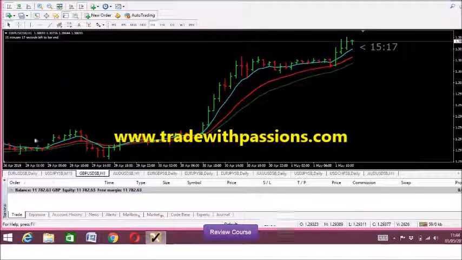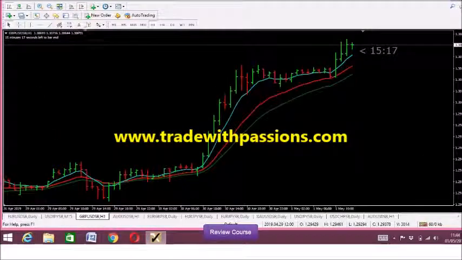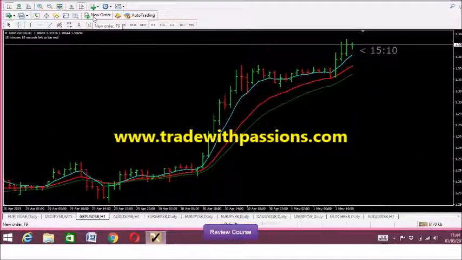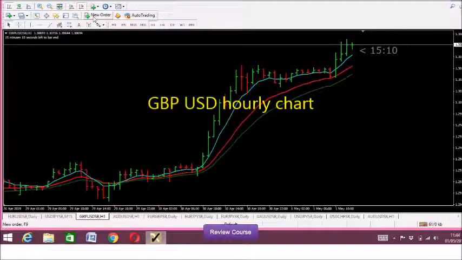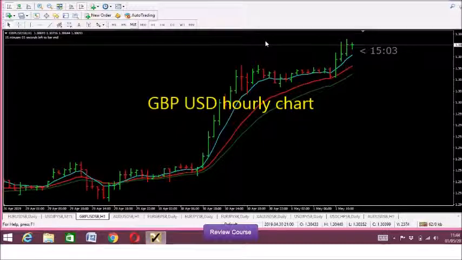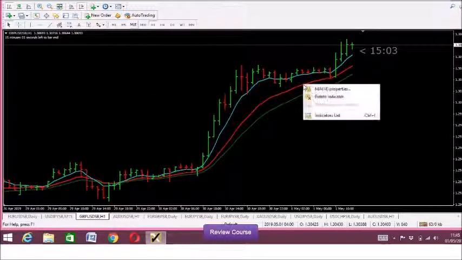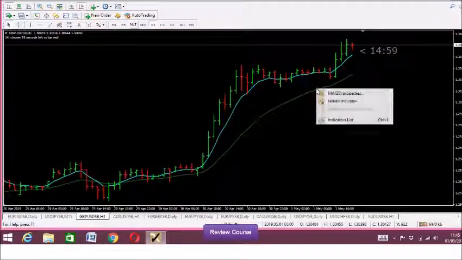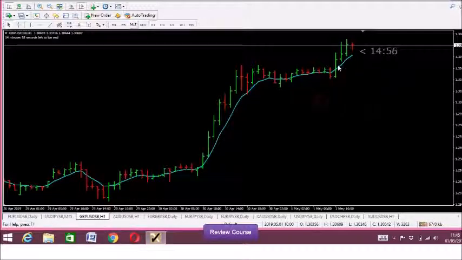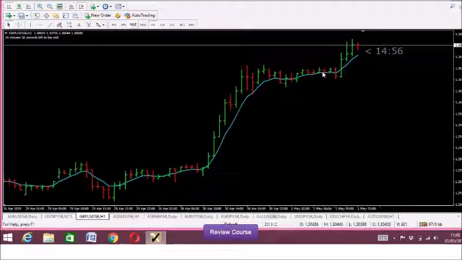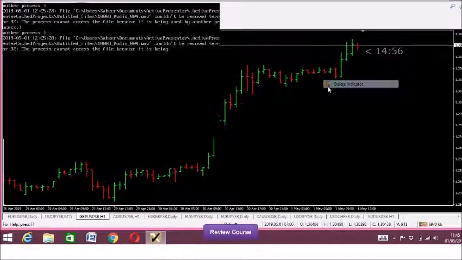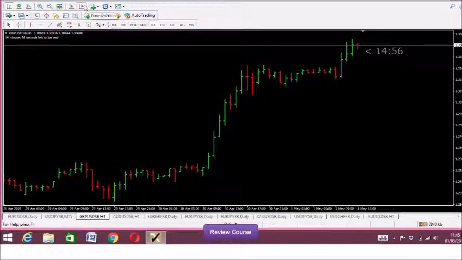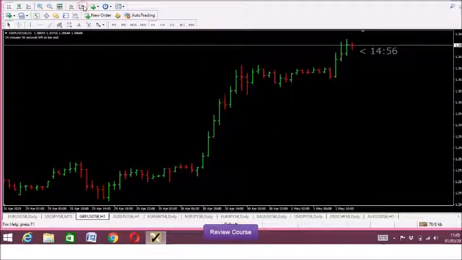To place a trade. So here we go. We're looking at a GBP USD chart at the moment. So we are at an hourly chart. I'm just going to delete those moving averages, don't want to confuse you. So we're going to place it here and then delete this. So we're going to place a trade, and how to place a trade.